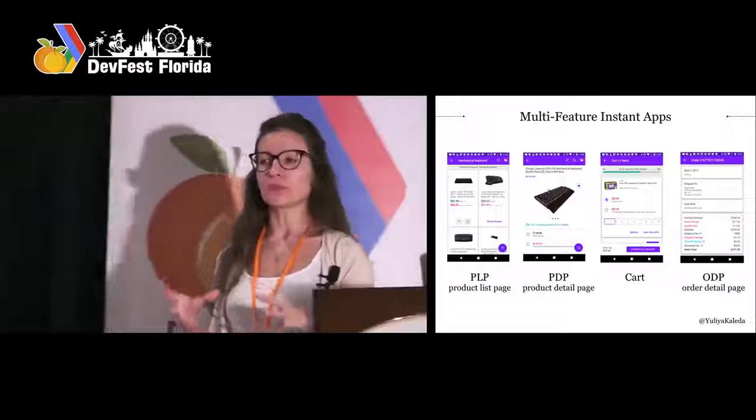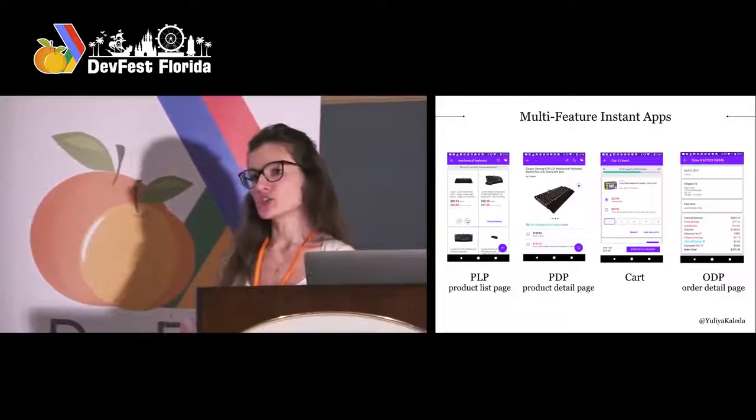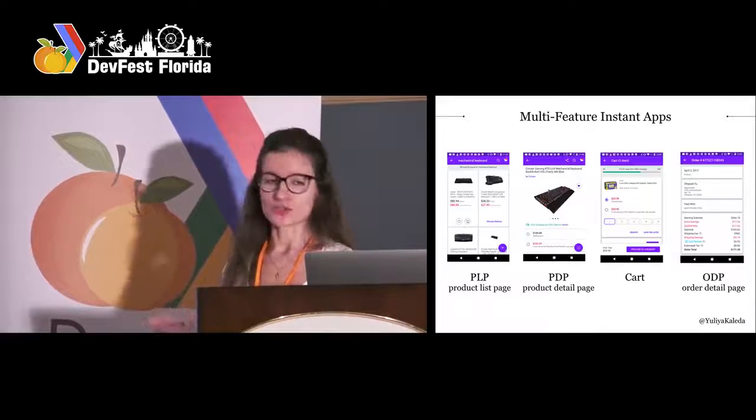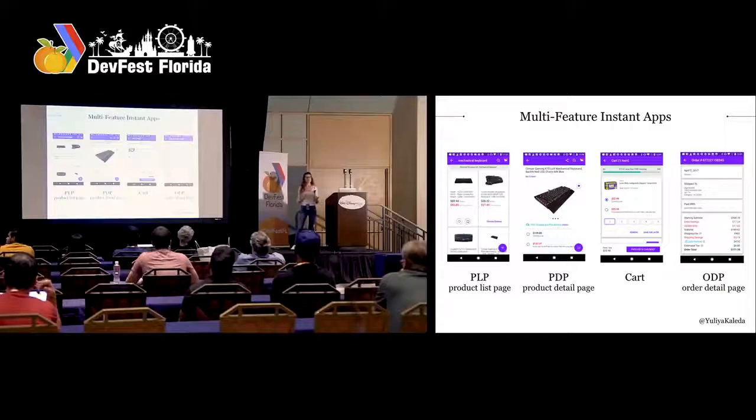There is a PLP, or product list page, and it basically provides the information about a list of products that a user is interested in. There is a PDP, or product detail page, that gives detailed information about a specific product a user is looking at. There is a cart feature, which takes care of the checkout process and some savings, some discount applications. And there is an order detail page, which sums up the most recently placed order.